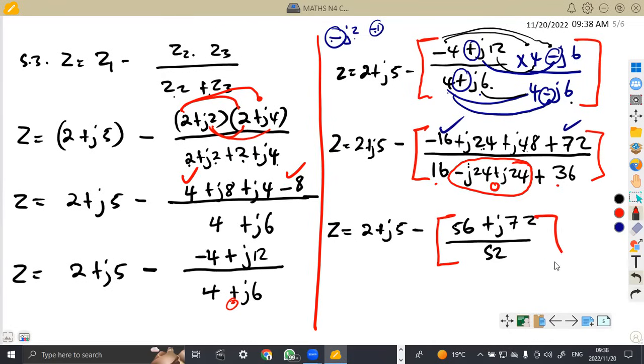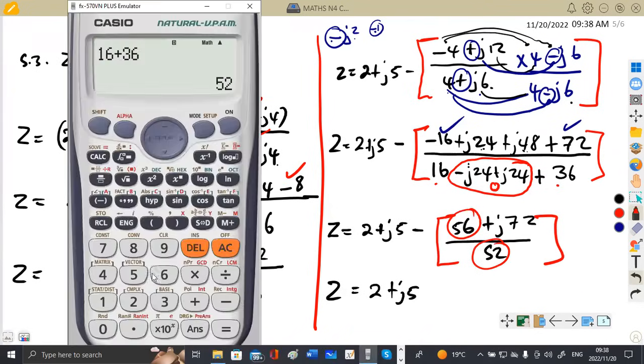All right, so that was it. Then from there, we can actually expand everything, divide by 52. So it's 2 plus j5, so this can be divided, 56 over 52. So let's divide 56 by 52, which is something like 1.0769, which is 1.077.